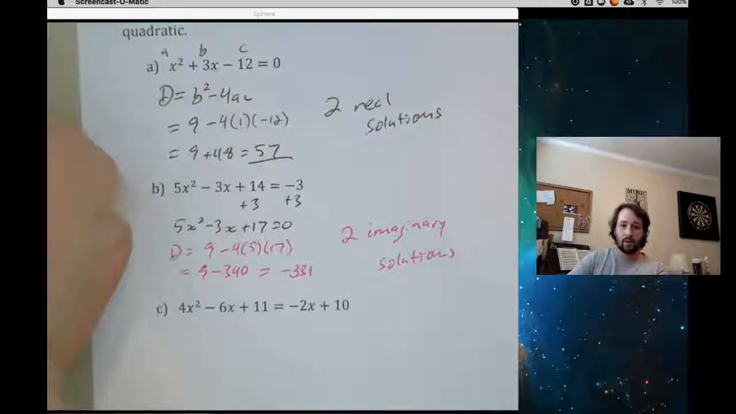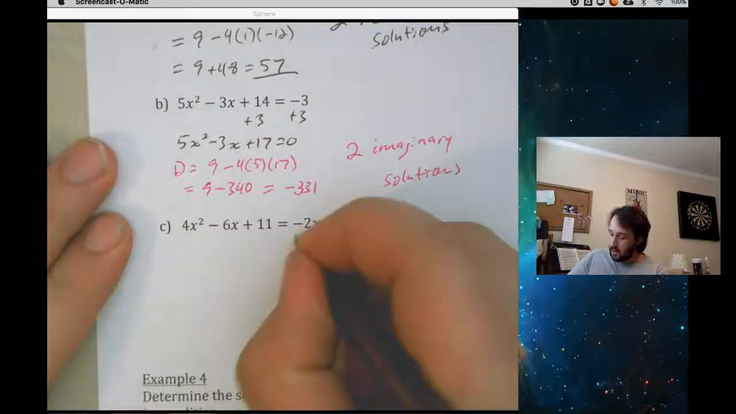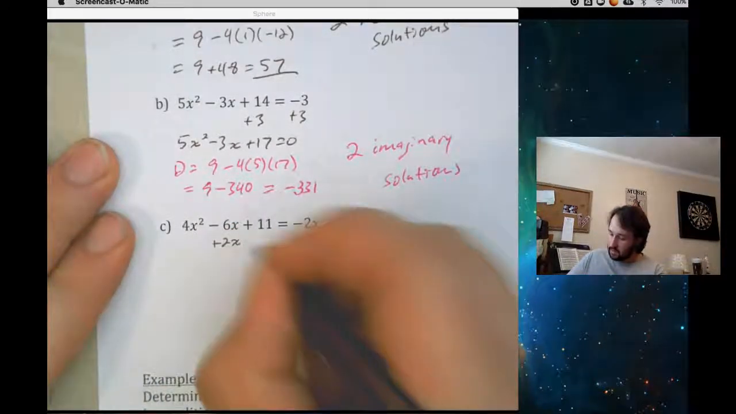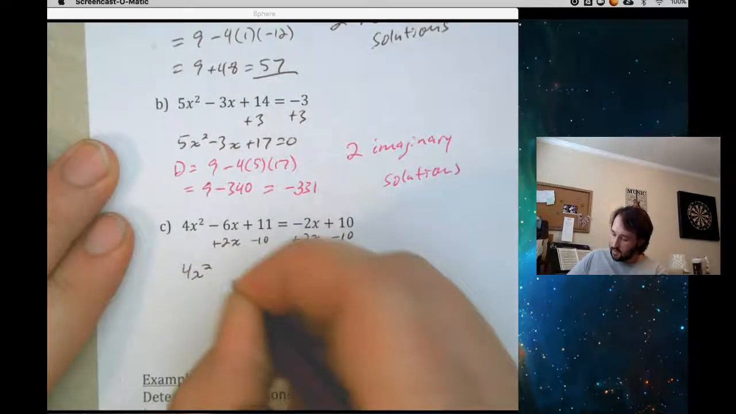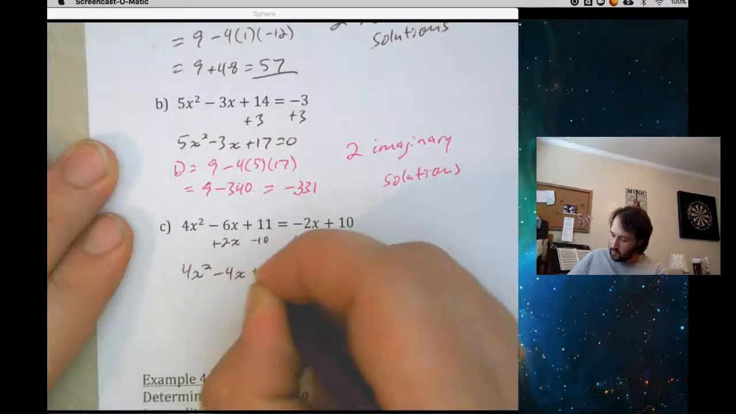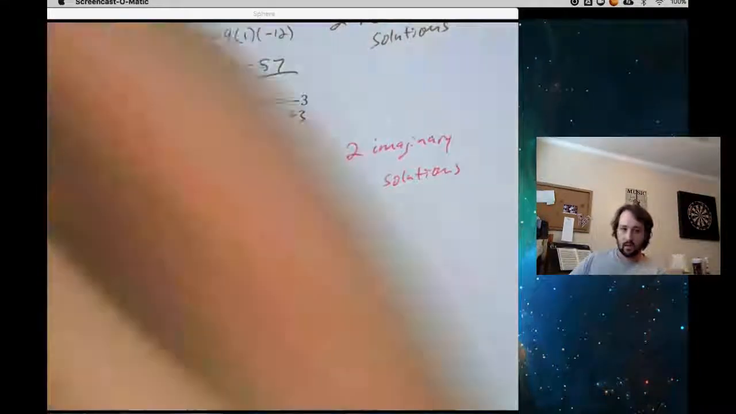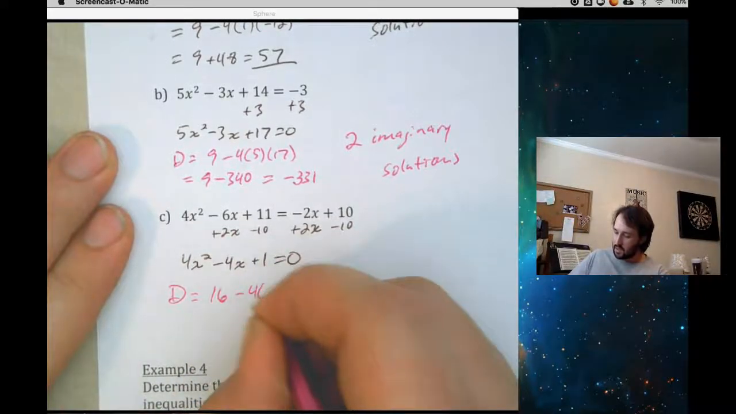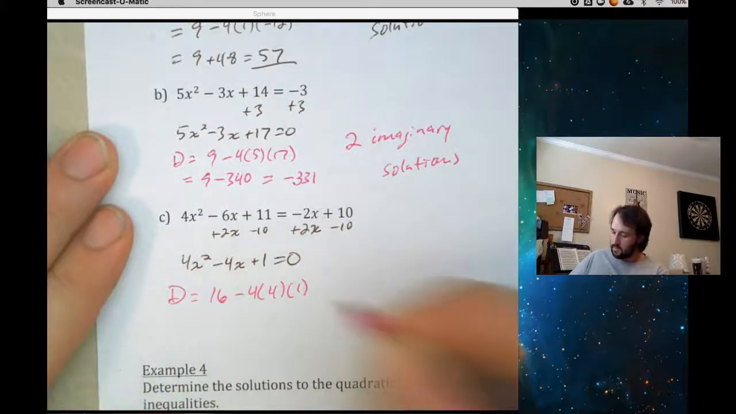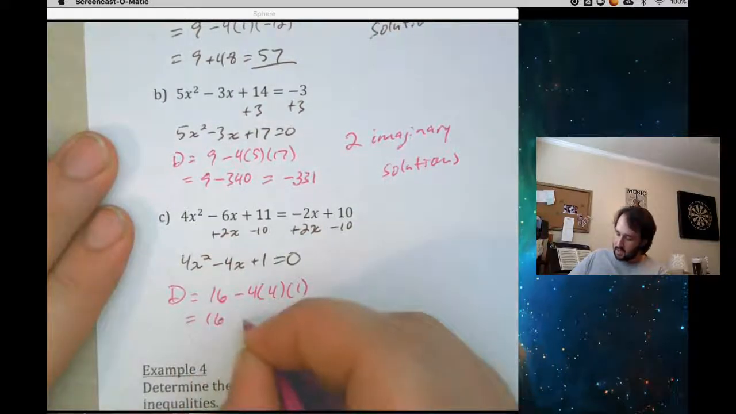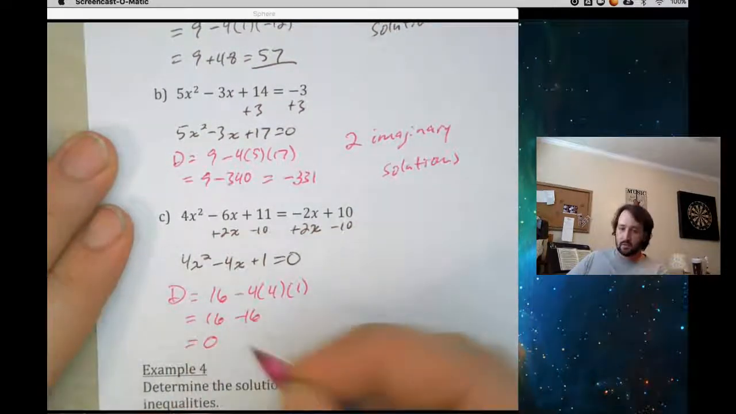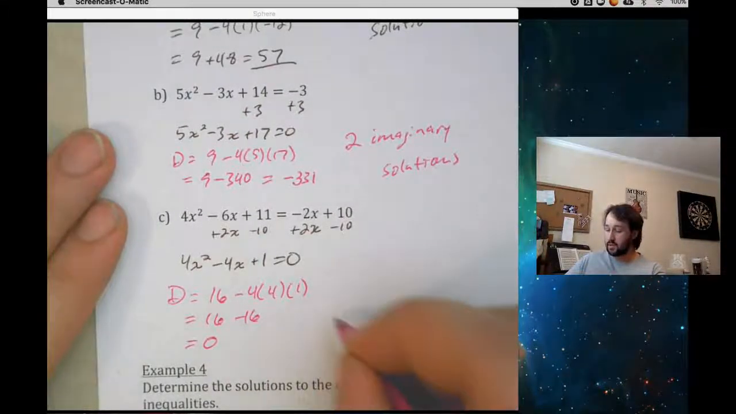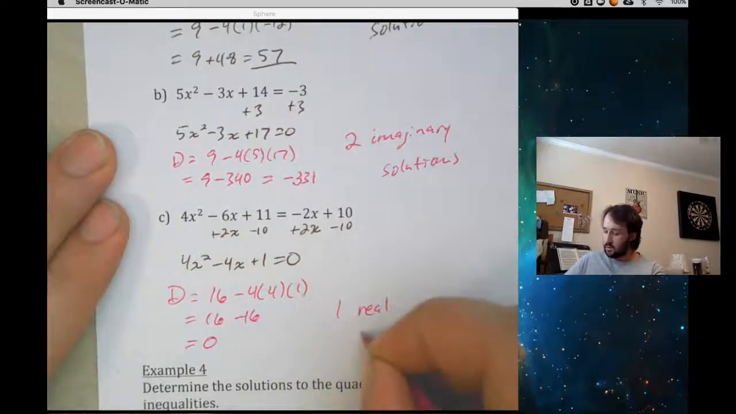So now, in this last one, you can probably guess, and hopefully I didn't mess it up, that we'll have just one solution. I want to show you how that works. Minus 10, so I have 4x squared minus 4x plus 1 equals 0. I think I got it. So the discriminant would be b squared, so 16 minus 4 times 4 times 1, which would be 16 minus 16, which would be 0. So the discriminant is exactly 0. So that means I only have one solution for this. So one real solution.